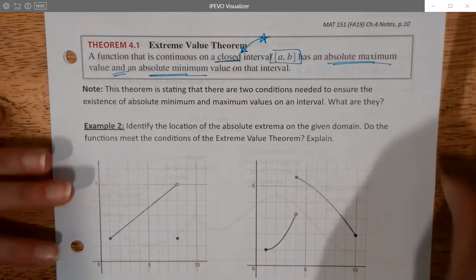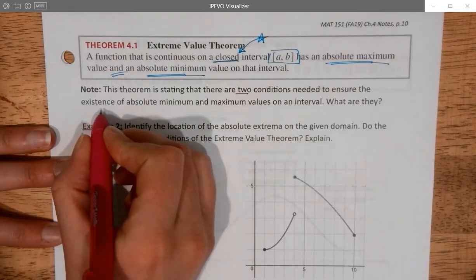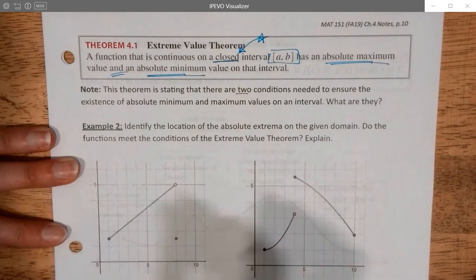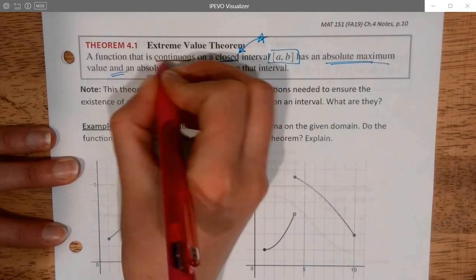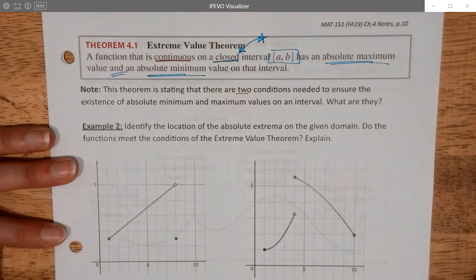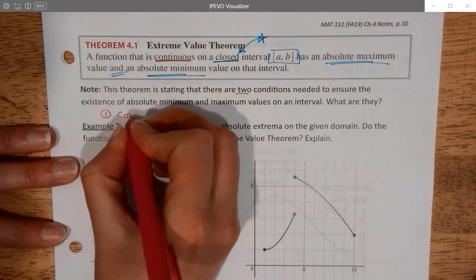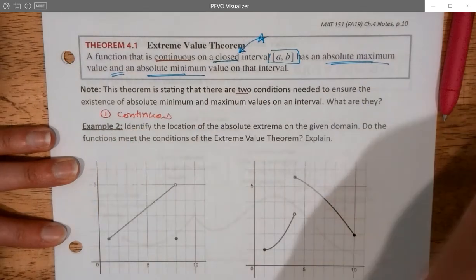And again, the note here, this theorem states that there are two conditions needed to ensure the existence of the absolute minimum and absolute maximum. I specifically talked about the closed interval. The other condition is that the function needs to be continuous. I read that first, but we needed to emphasize that again. The two conditions are continuous function and closed interval.